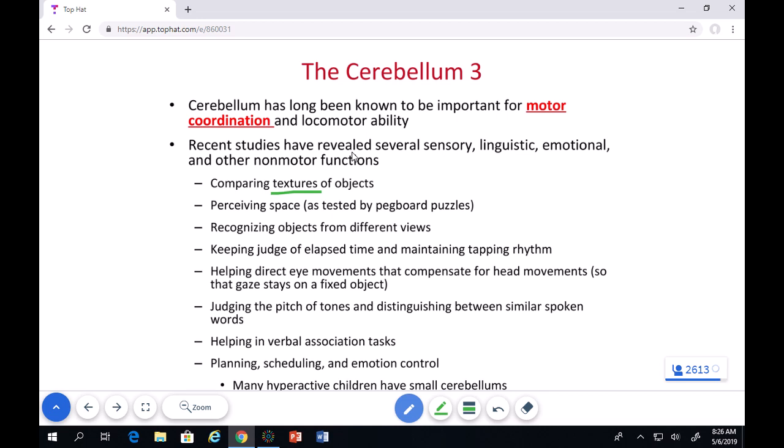We also will use our cerebellum to judge the differences between tones and distinguishing between pitch. Individuals that have a strong musical talent, or the ability to read inflection, have a more developed cerebellum than individuals that are potentially tone deaf or potentially have a hard time reading those nonverbal social cues.